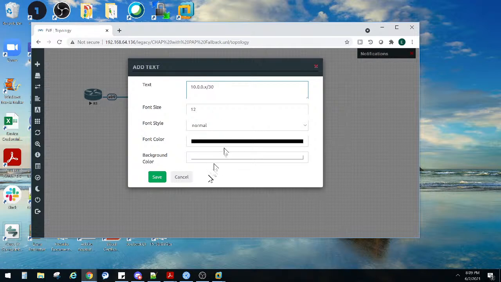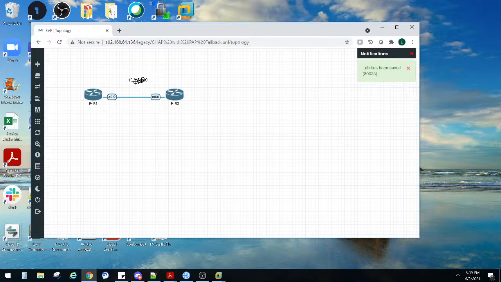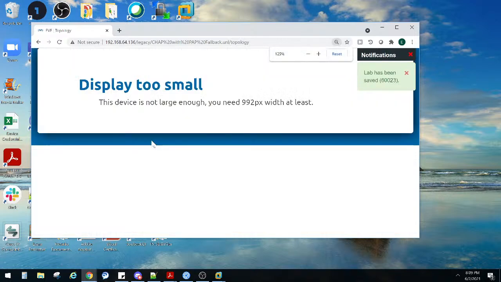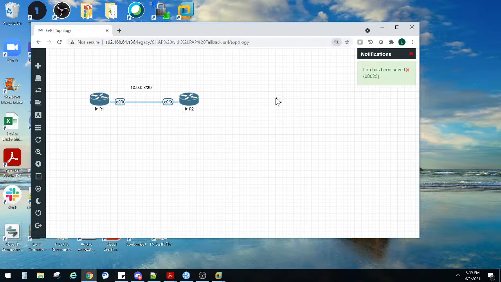The 10.0.0.x/30 network, right? Save that right there. So that is that network, right? Can you zoom in? Oh, yeah, you can. Look. Oh, we can't do it that way. This device is not large enough. Okay, I guess that's as big as I can get. All right, cool.